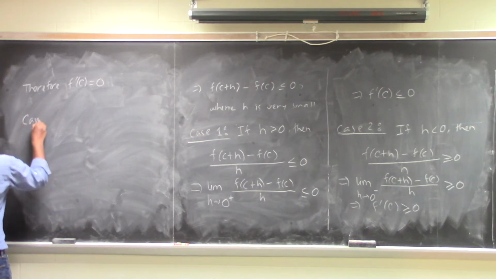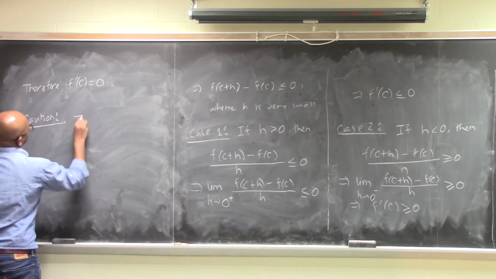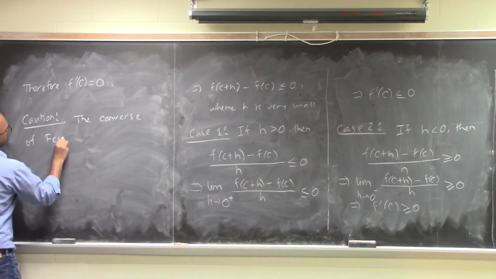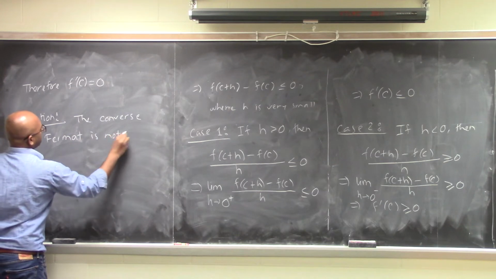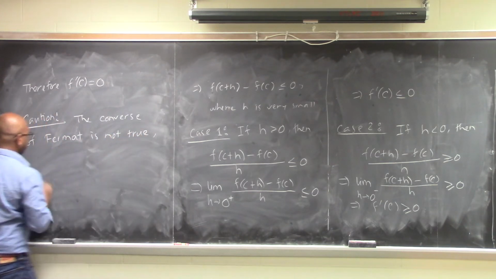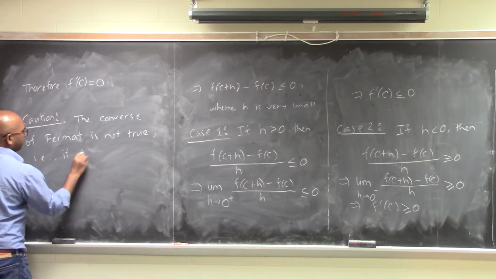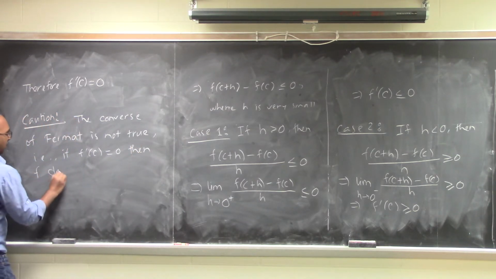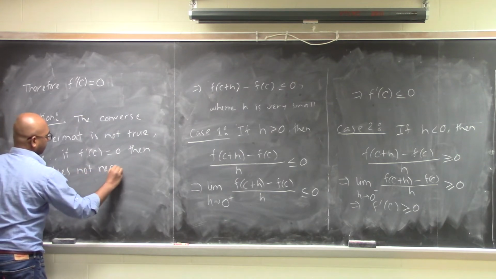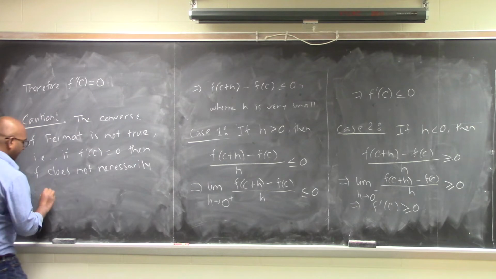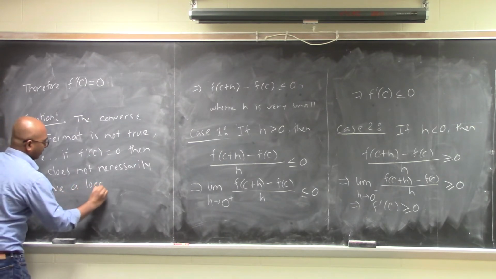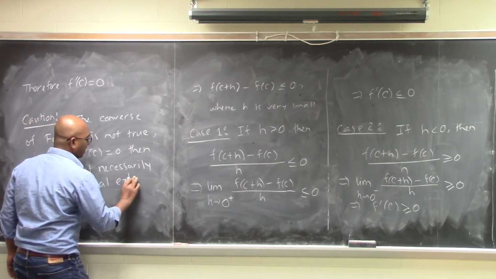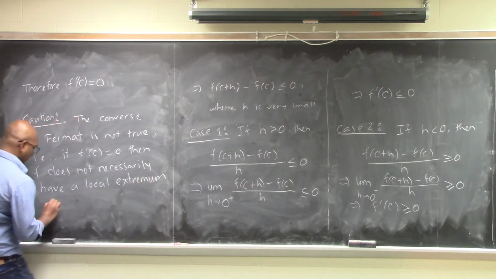So caution, the converse of Fermat is not true. So what it means, i.e., if f prime of c equals 0, then f does not necessarily have a local extrema, which can mean both maxima and minima, right? Extremum actually, at x equals c.